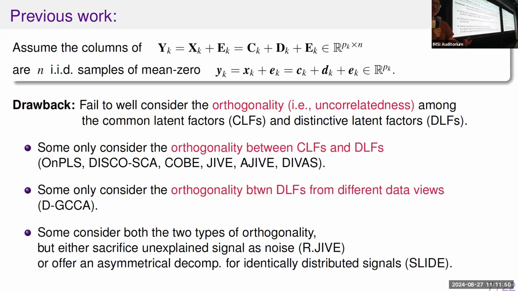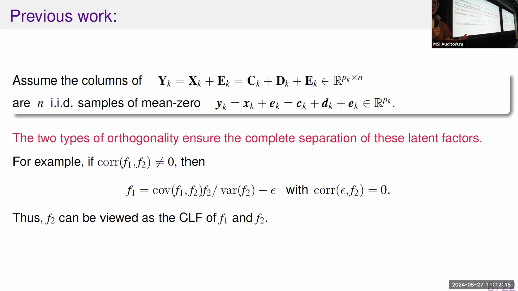Some methods consider both types of orthogonalities, but either sacrifice unexplained signals as noise, like the Alzheimer method, or give an asymmetrical decomposition for identically distributed signals, like the slide method. So a question: why do we want the orthogonality constraint for these latent factors? What's the benefit? Because this orthogonality ensures the complete separation of these latent factors.